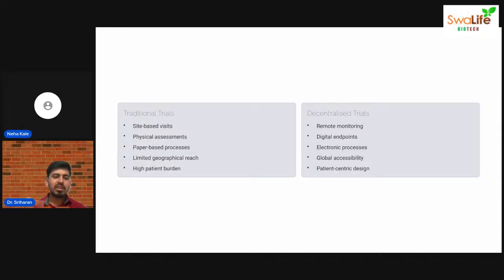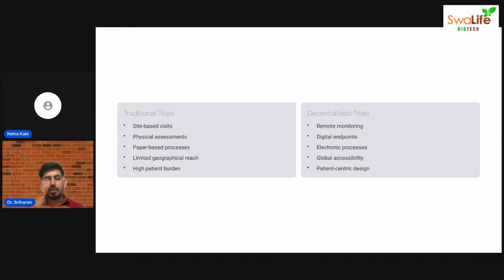So we are doing the research based upon the patient alone. The patient has to travel to the hospital or site for the trial, the trial goes on, then after the trial they go back home, and then they come for the next visit. Likewise, it goes on in a long process. So this is the traditional trial. The decentralized trial is totally different.